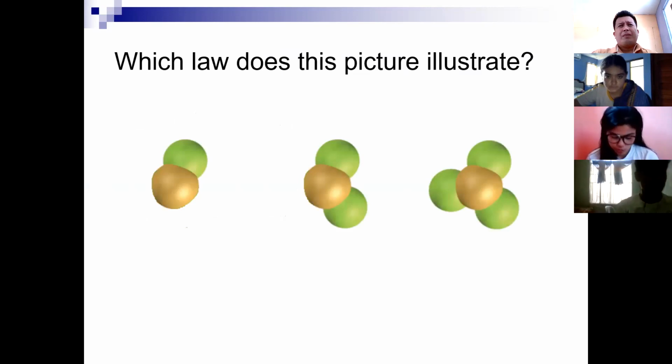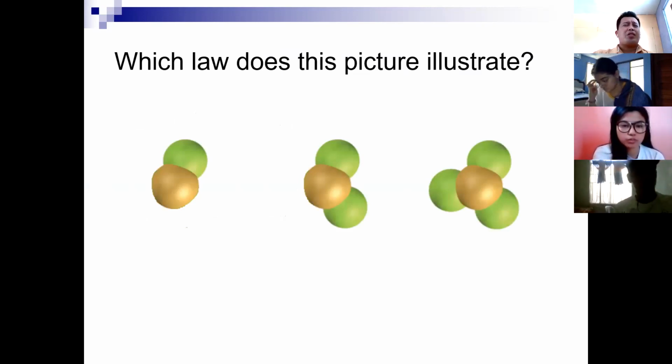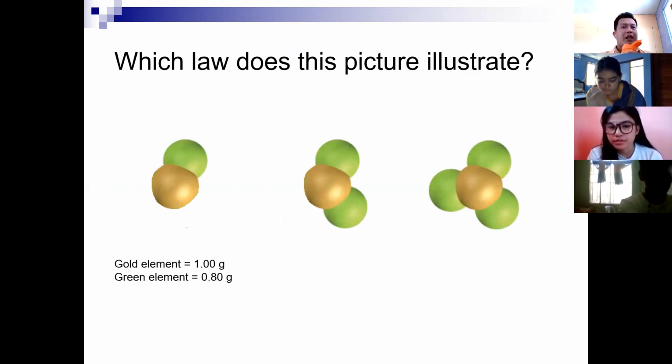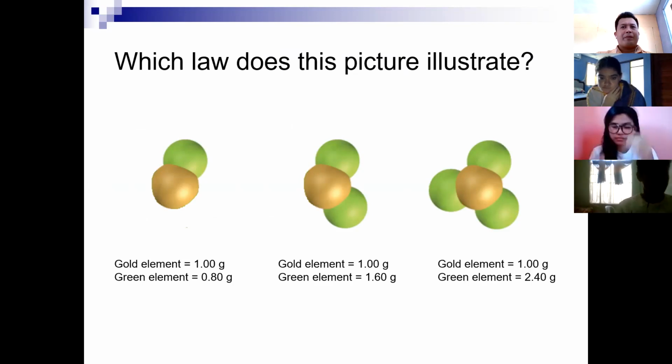This picture, class, is a composition of two different elements, three atoms of two different elements, and four atoms of two different elements. Let's say that the one with gold is the gold element and the one with green is the green element. Similarly with the next one. So what do you think the picture signifies among the three laws? Is it the law of definite proportion, law of multiple proportions, or law of conservation of mass?